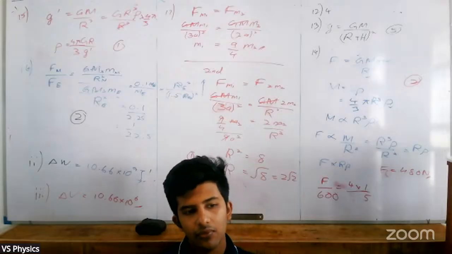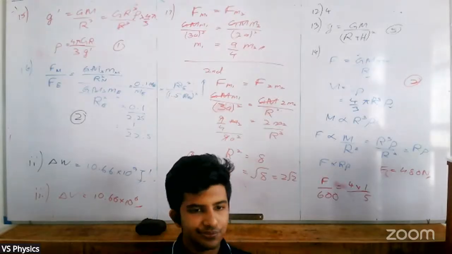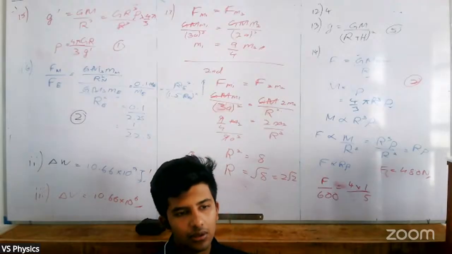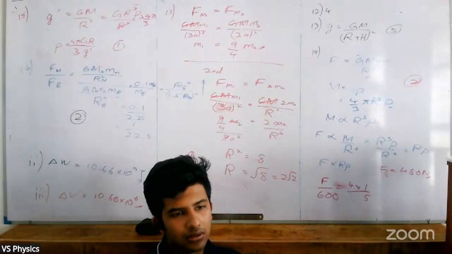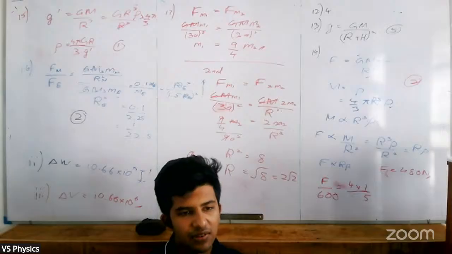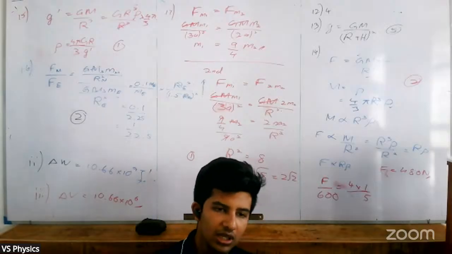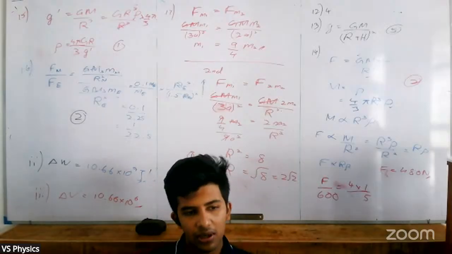21. 21 එක. Yeah, we did 20, next so 21 එක අපිට එනවා.